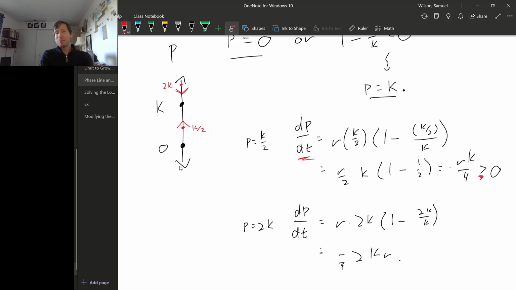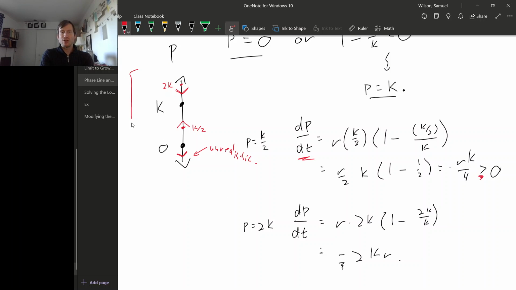To see what would happen if p is negative, we could plug in a negative value, but since populations can't be negative, we don't really care what happens when p is negative. So in fact, you would get a decreasing solution like this, but down here, it's unrealistic, just because you can't have negative populations.